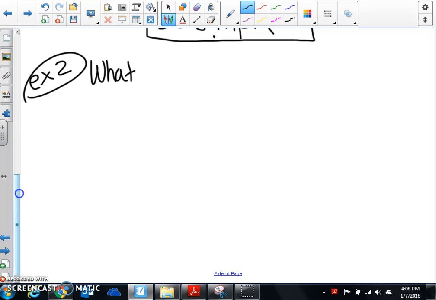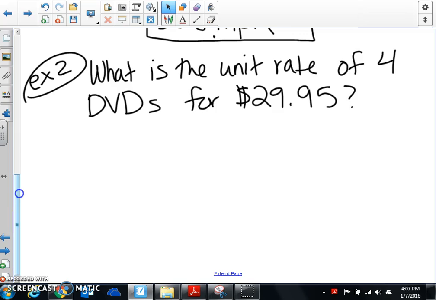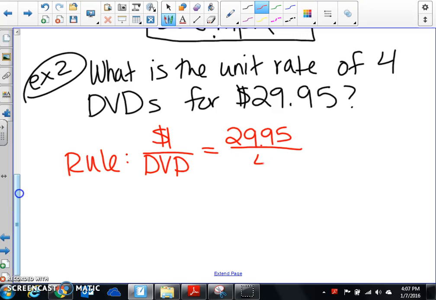What is the unit rate of 4 DVDs for $29.95? Okay, so we start with our rule. Remember, you have to do money first. So it's money over DVD. So we take our money first, which is $29.95 over 4 DVDs. And then we go ahead and we just divide.